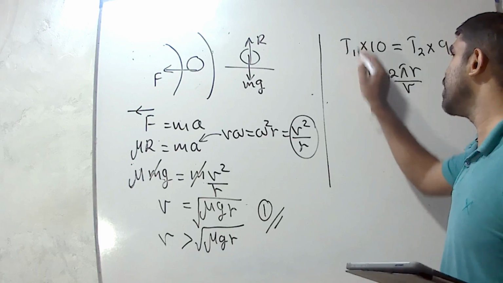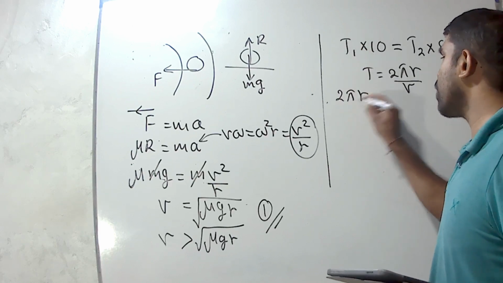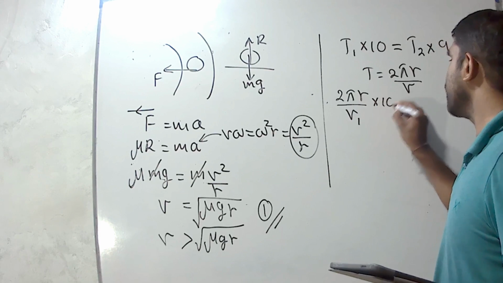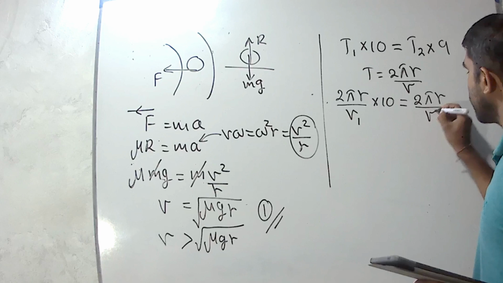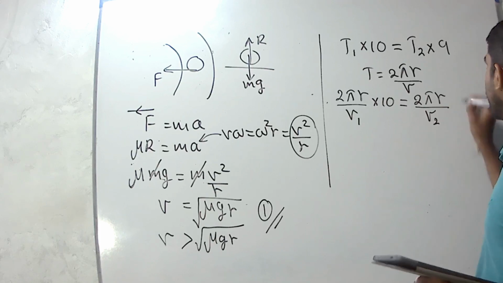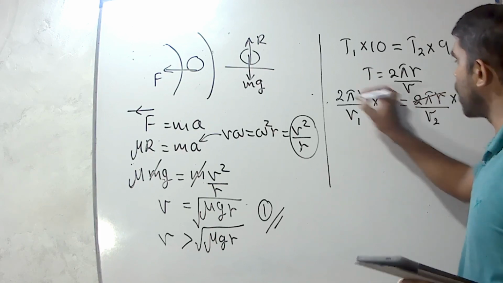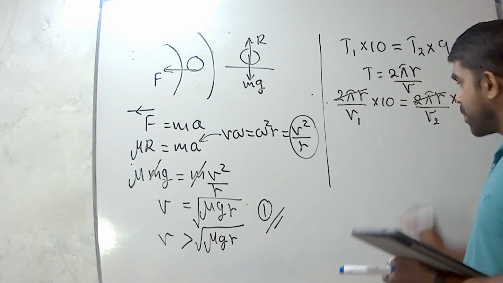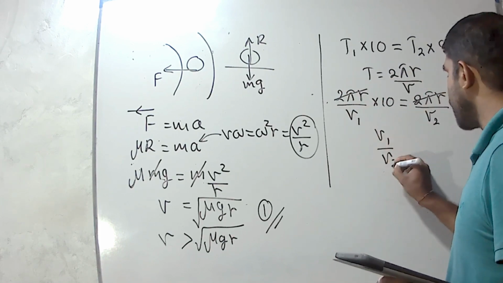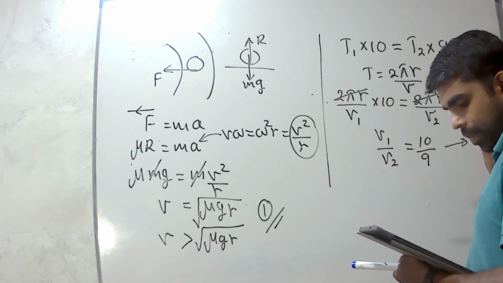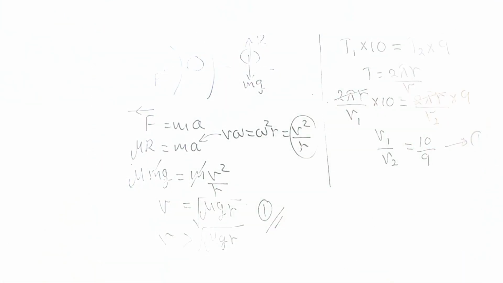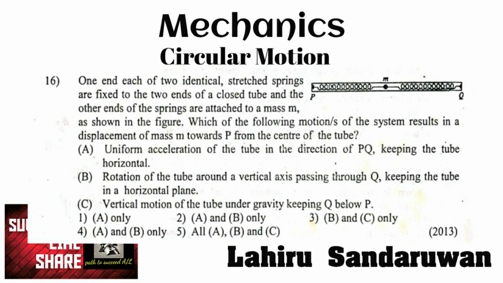Then we can substitute T1 as 2 pi r over v1 into the 10 T1 equation. T2 is 2 pi r over v2: same radius, same path, but the velocity is a different value v2. We can cancel out 2 pi r. Then we can get the v1 over v2 ratio. It is 10 over 9. Then the answer is 1.